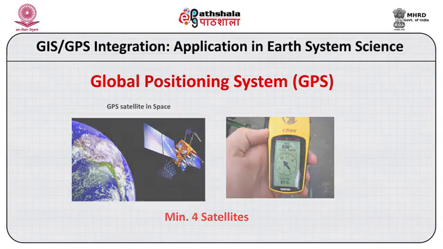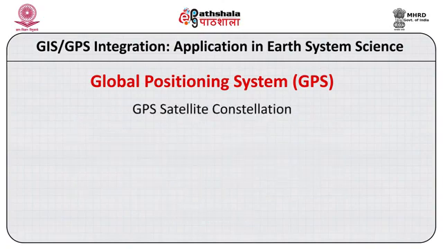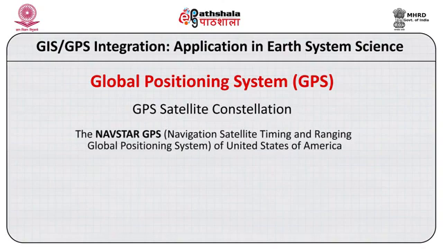Now I will tell you about the GPS satellite constellations. The Navstar GPS of United States of America is the only system which provides information throughout the world. This system consists of 24 satellites. Out of 24 satellites, 21 are active and 3 are active spares. They all are placed in near circular orbit at an altitude of 20,200 km.